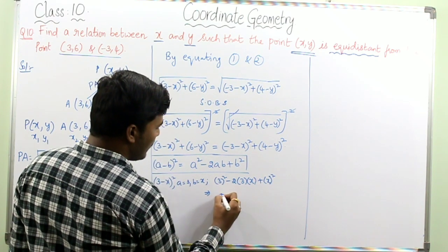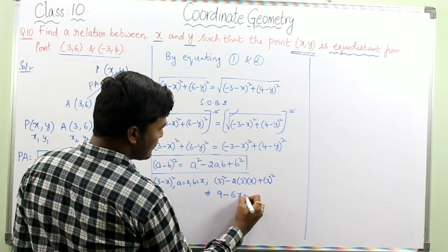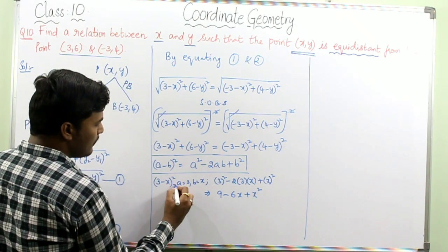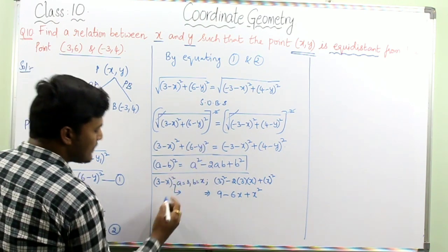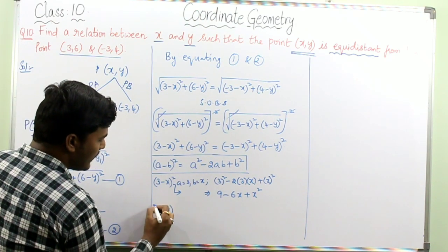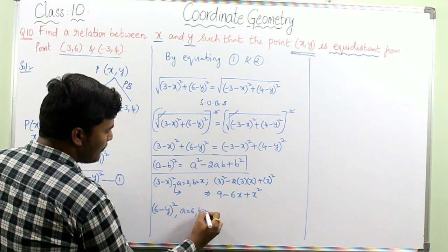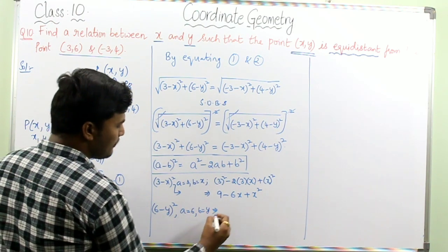Okay, this will become 9 minus 6x plus x square. This is the expansion of the first term. Let me take the second term, that is (6 minus y) whole square. So here a is equal to 6 and b is equal to y. What will I get?